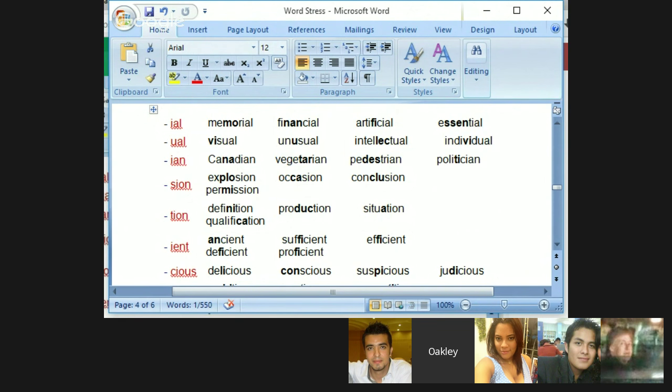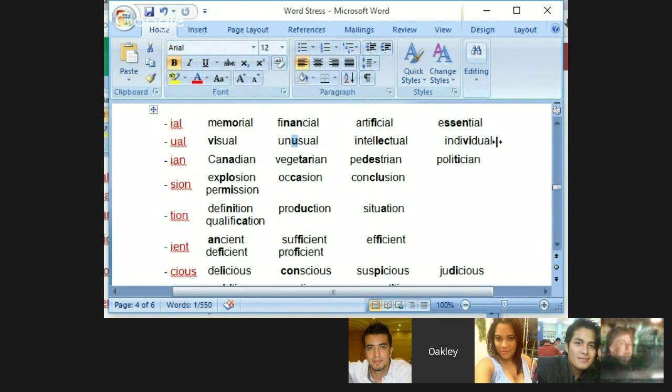Let me hear you guys try this a little bit. Halen, back to you, the second line. Visual, unusual, intellectual, individual. Okay, pretty good. Visual, all right. Unusual. Now, in this case, the U in the middle here has a Y sound. Unusual. Intellectual. Individual. Okay, all right.